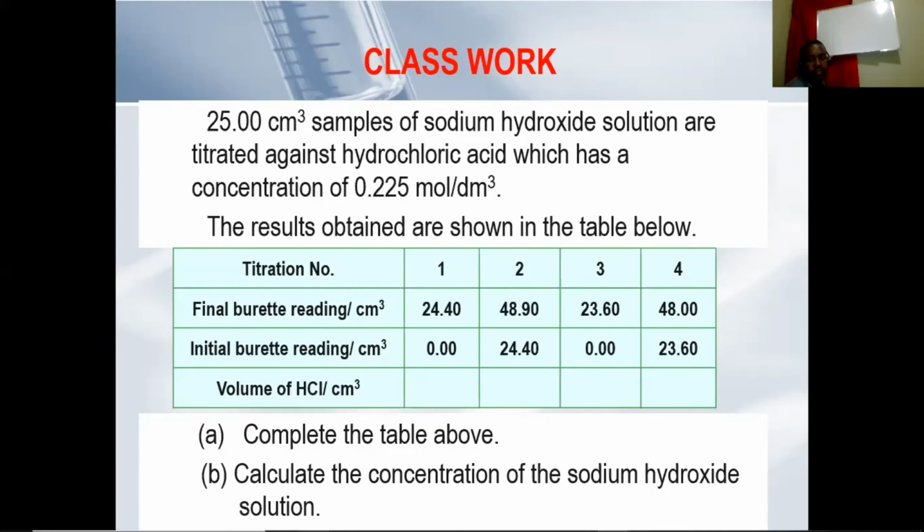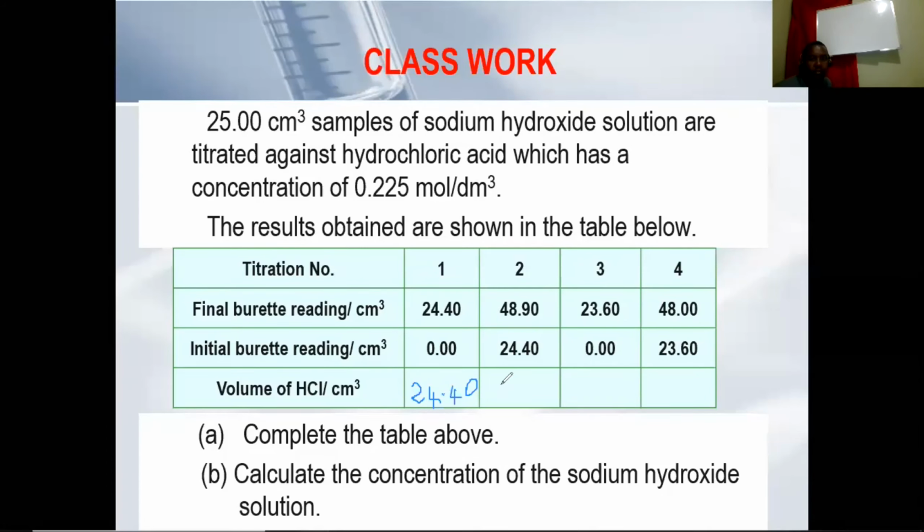All right, so let's check if that is our answer. All right, someone else got 0.2196. All right, so let's see. Remember the first thing is, let's fill out the table first. So for the first one is 24.40. Trial 2 would be 24.50. This one would be 23.60. And the last trial would be 24.40. All right, so question. Which volume did you use? The 24.40? Yep, so that's our volume that we'd use.